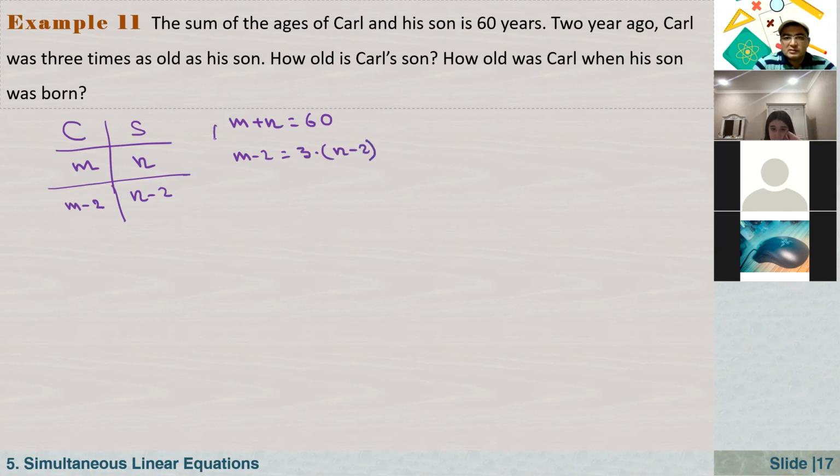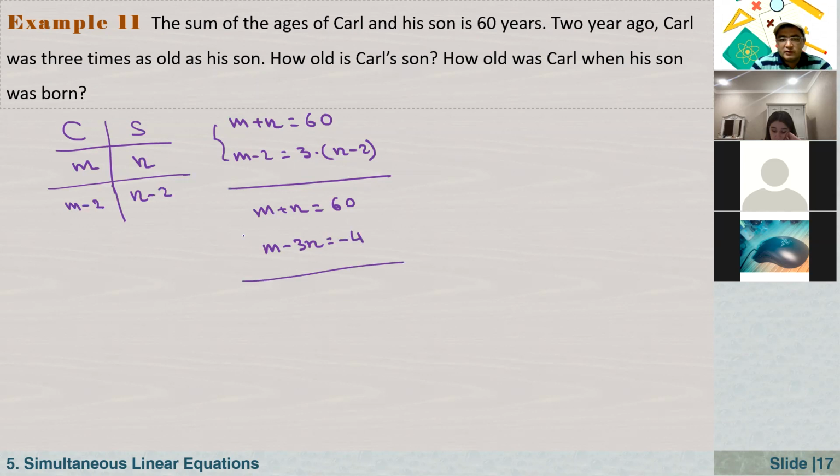How old is Carl's son now? Anyway, this is our equation. Let's solve this and we'll get the answer. M plus n is equal to 60. Now, if you remove the brackets, take 3n to the left-hand side. M minus 3n minus 6 plus 2. Here we have minus 4, right?